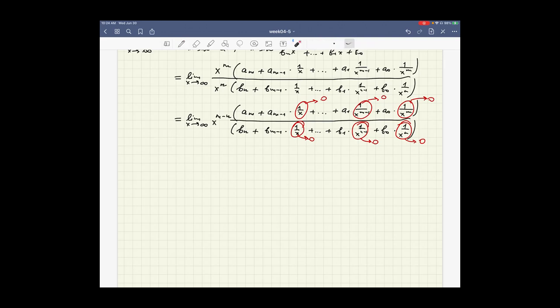Now, what about x to the power m minus n? Well, it all depends on the sign of m minus n. And there will be three cases. For instance, what if m equals n? If m equals n, m minus n is 0, and x to the 0 power is simply 1. And then we get the ratio a sub m over b sub m, because all of these are zeros.